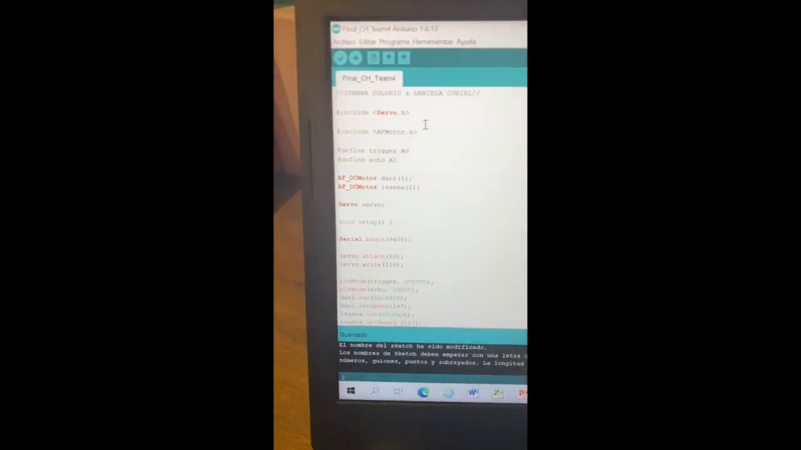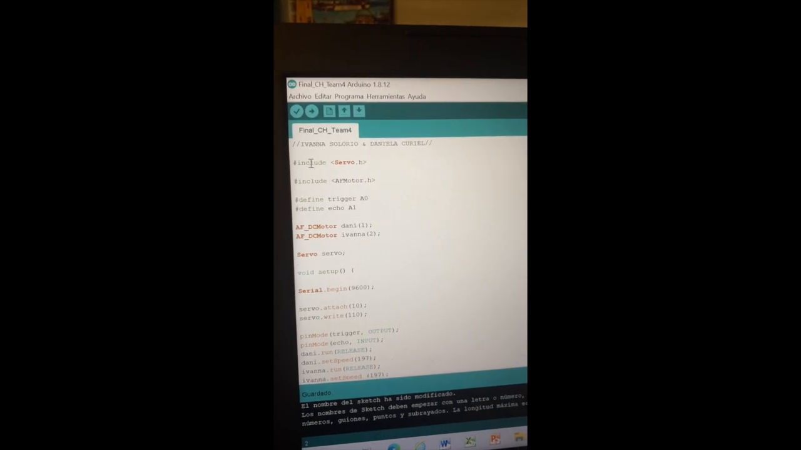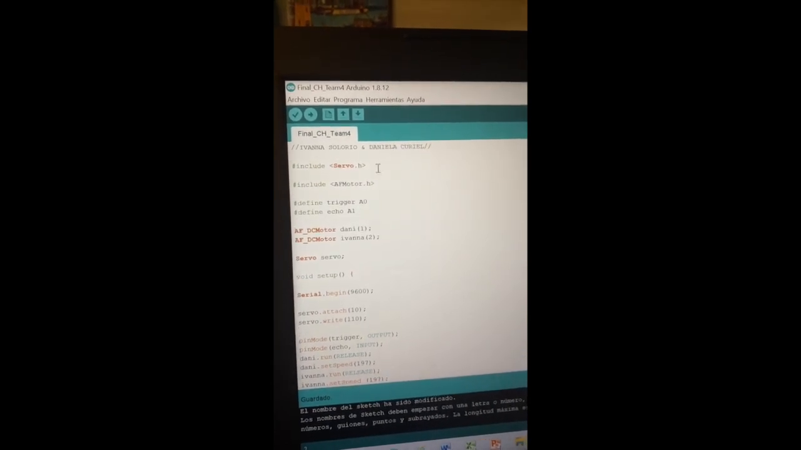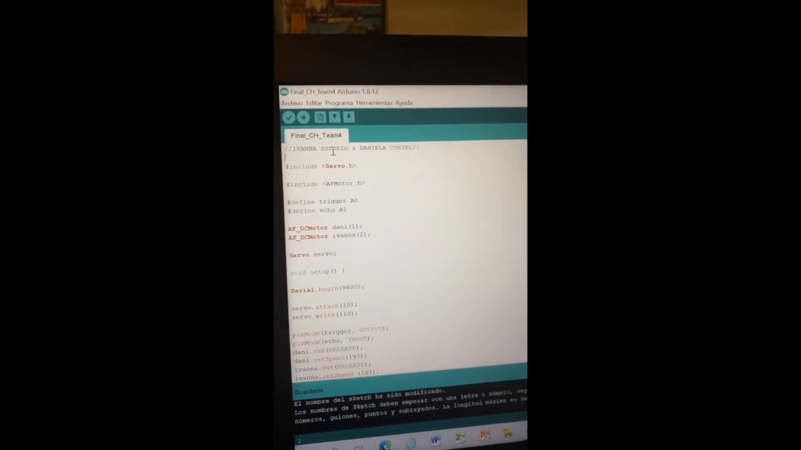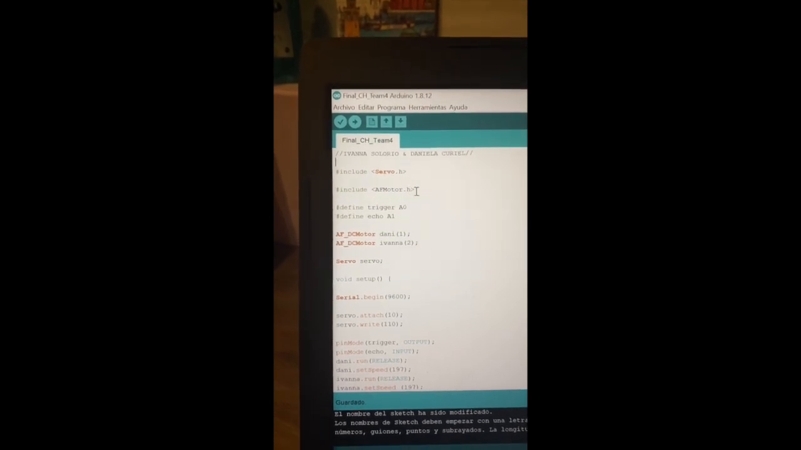This is our code for the final challenge. And first we included these libraries. This is for the servo motor because we decided to include it. But at the end, well, I'm gonna explain that later on. And then we included the library for the motors.